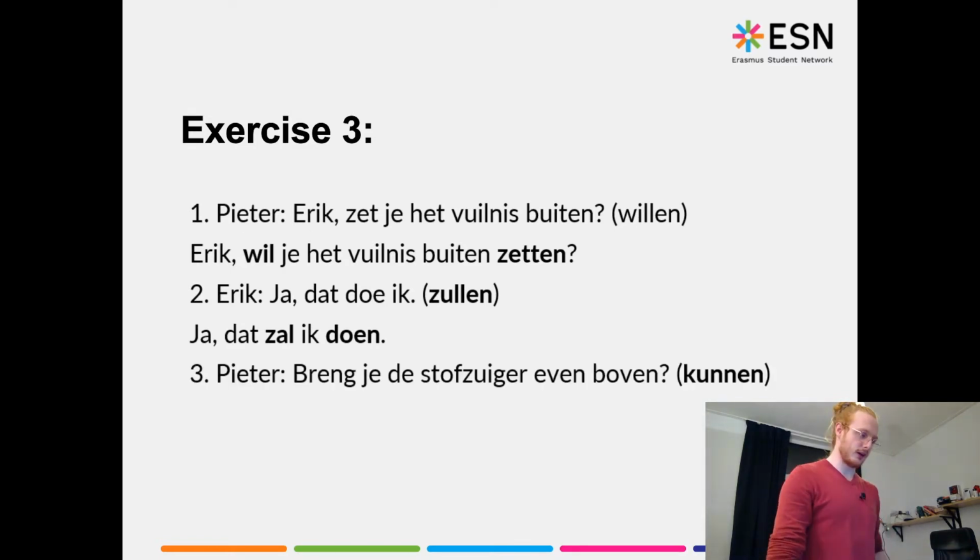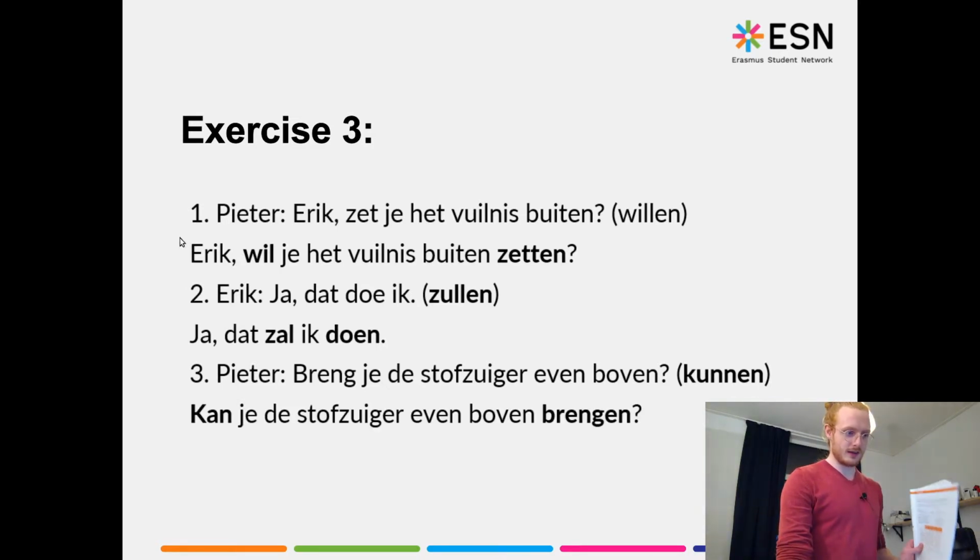So 3. Pieter says, "Breng je de stofzuiger even boven?" Zoe, could you do that? It's a difficult one. "Kan je de stofzuiger even boven bringen." Yes, almost. You should not use the T at the start here, but otherwise it's the correct conjugation. So it's kun or kan: "Kun je de stofzuiger even boven brengen?" So not breng, but brengen. You have to make it an infinitive again, which is kind of difficult. But otherwise, good job.